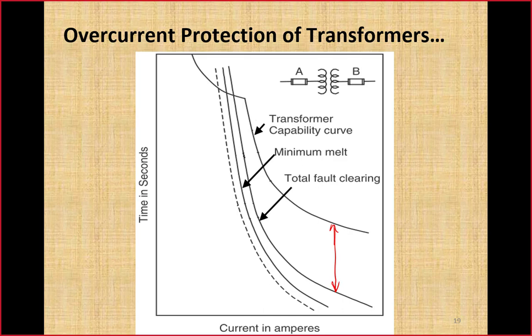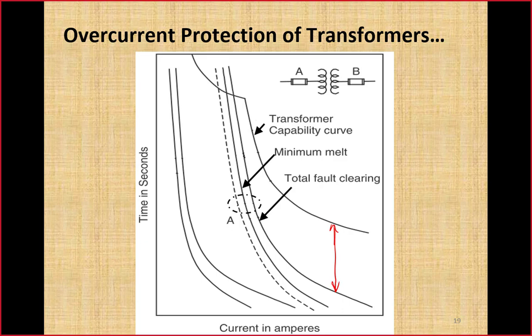So this is important for coordination, because here for fuse B, this is fuse A, here we have two curves for fuse B. When a fault occurs on the low voltage side, the high side should not operate. So that's why we can see here a gap between the high side and low side fuse operating characteristics. So for a low side fault, that is a fault on side B of the transformer, the high side fuse, that is fuse A, would not respond to that fault.